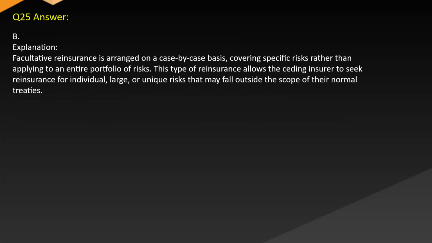Answer B. Explanation. Facultative reinsurance is arranged on a case-by-case basis covering specific risks rather than applying to an entire portfolio of risks. This type of reinsurance allows the ceding insurer to seek reinsurance for individual, large, or unique risks that may fall outside the scope of their normal treaties.